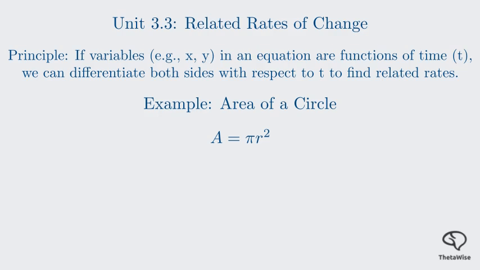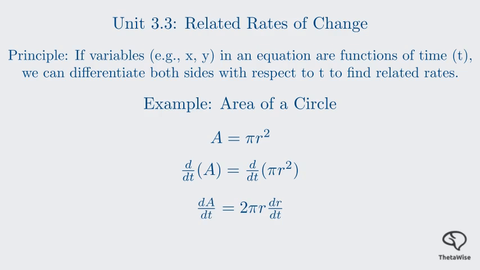To do this, we differentiate the equation A equals pi r squared, but not with respect to r. We differentiate with respect to time, t. On the left side, the derivative of A with respect to t is simply dA/dt. This is the rate at which the area is changing. On the right side, we differentiate pi r squared with respect to t. We use the chain rule here. First, we differentiate with respect to r to get 2 pi r, and then we multiply by dr/dt, which is the derivative of r with respect to t. This term, dr/dt, is the rate at which the radius is changing.